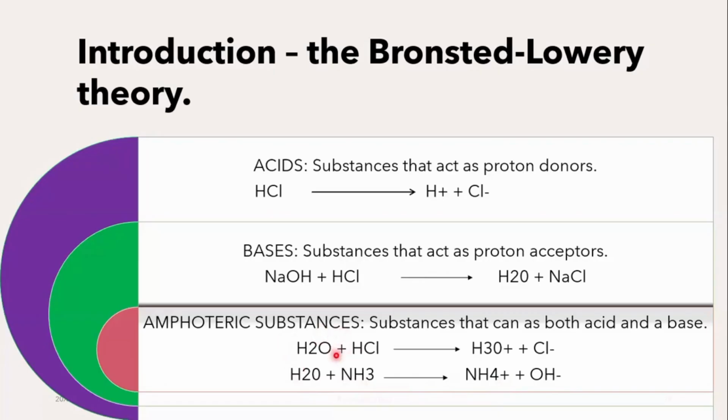In reaction number 1, water was the one that was accepting the hydrogen ions. It was acting as an acid. Sorry, it was acting as a base. It was accepting the hydrogen ion. But in this case, it is now losing that hydrogen ion and it's becoming OH minus. It's lost the hydrogen ion. Now it's acting as an acid. So substances that can act both as an acid and a base are considered to be amphoteric substances.